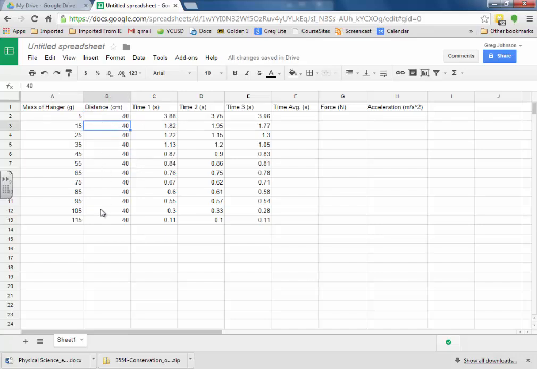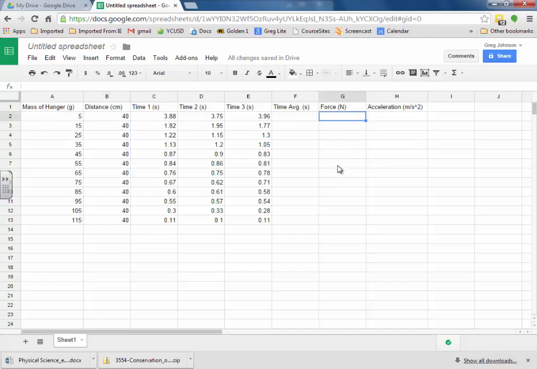And you notice the distances are the same. That was one of the constants in this. The other constant would be the mass of the system. One of the things that we need to do if we're going to calculate the force is we know that we need to multiply the mass times gravity. So what's fun about this is I can create a formula to do that.